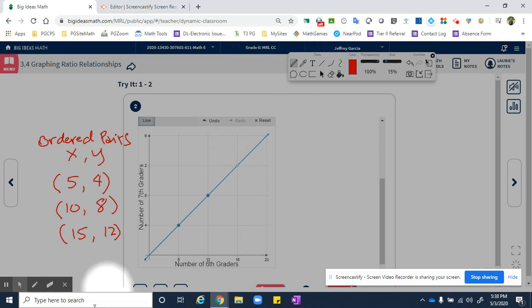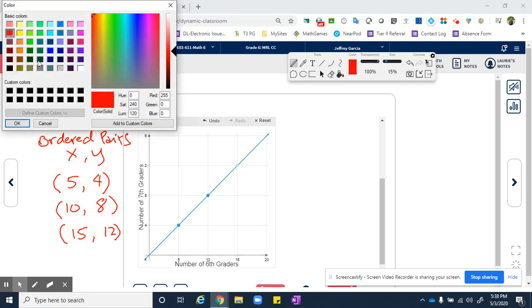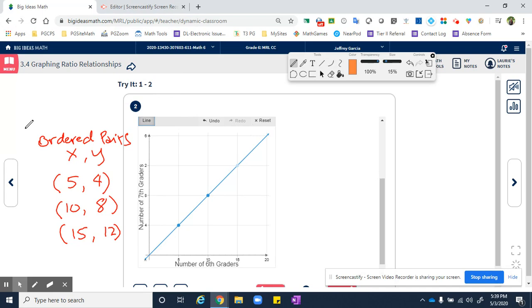Now remember what these values mean. So let me write this out. Let me do orange. So this is your x value, which is 5 6th graders, and your y would be 4 7th graders. So this represents the 6th grade right here, and this represents the 7th grade. And this point means for every 10 6th graders, there are 8 7th graders. This is your x, this is your y. And your last point right here is 15 6th graders, then there will be 12 7th graders.